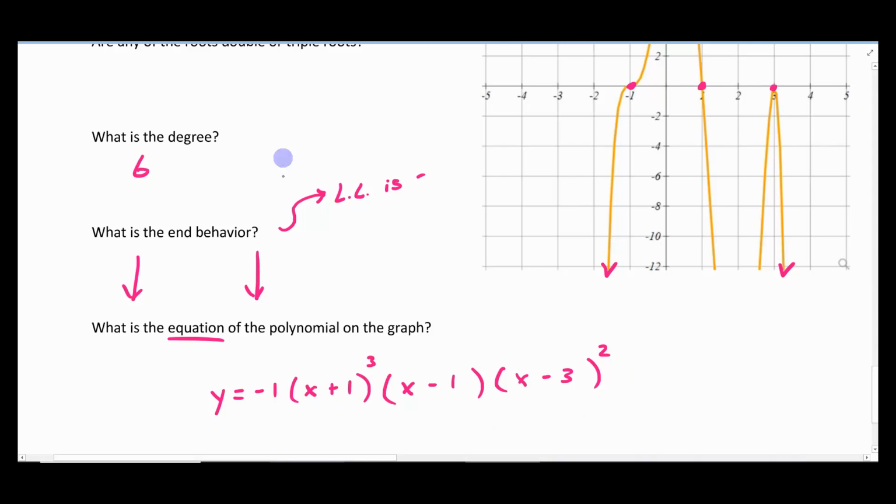That's really all we needed. So we found the end behavior so we can determine the leading coefficient. We needed the roots so that we could write the factors, and we had to pay attention to the behavior at each of the x-intercepts to determine what exponents we needed on each of those linear factors.